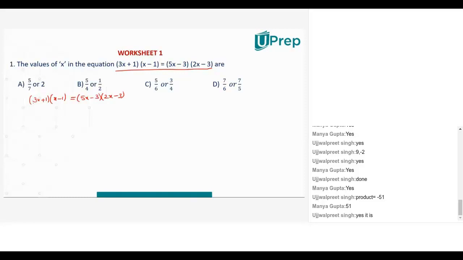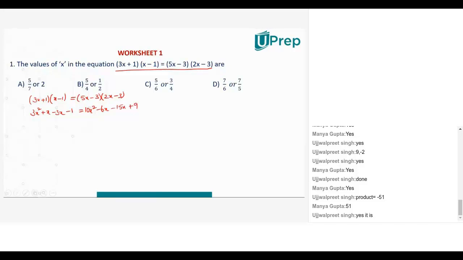So as if I'm multiplying two polynomials, I'll continue the multiplication. 3x into x gives me 3x square, plus 1 into x would give me x. Minus 1 into 3x would give me minus 3x. Plus 1 into minus 1 is minus 1. On the right hand side, what are the terms? 5x into 2x gives me 10x square. Minus 3 into 2x would give me minus 6x. Minus 3 into 5x should give me minus 15x. Minus into minus is plus 9.